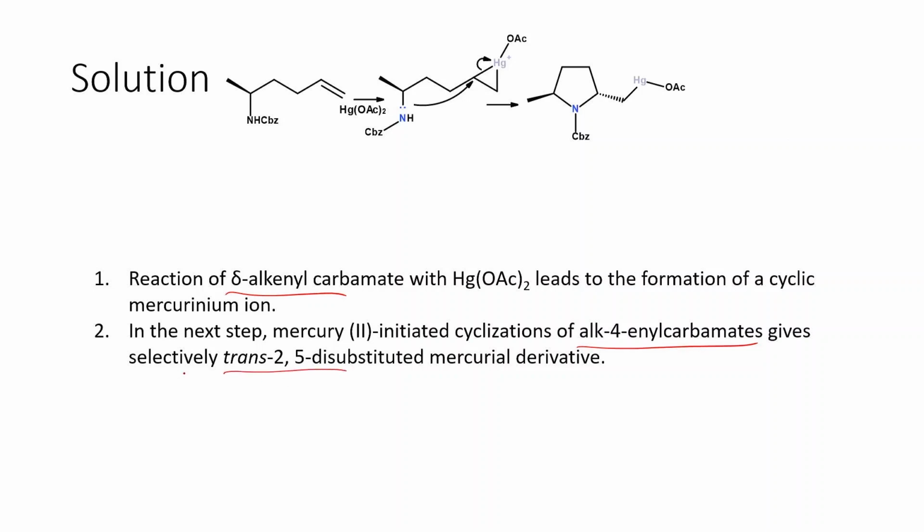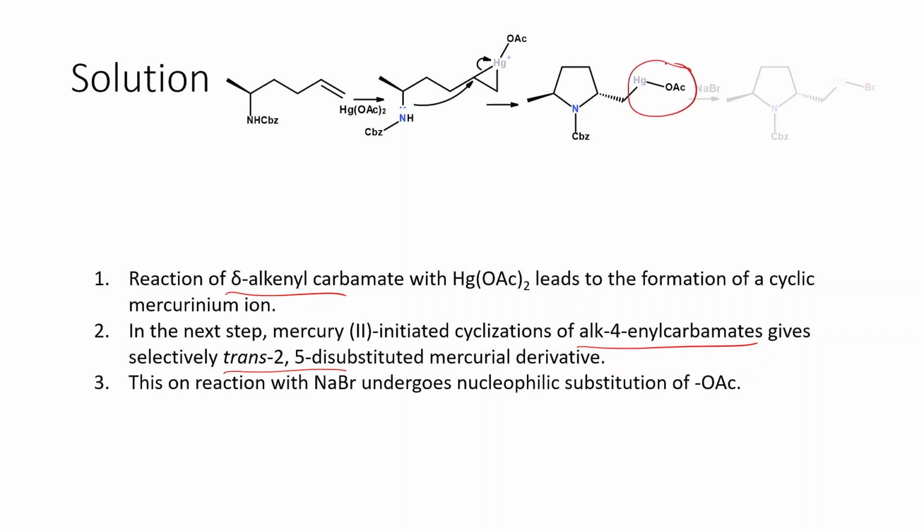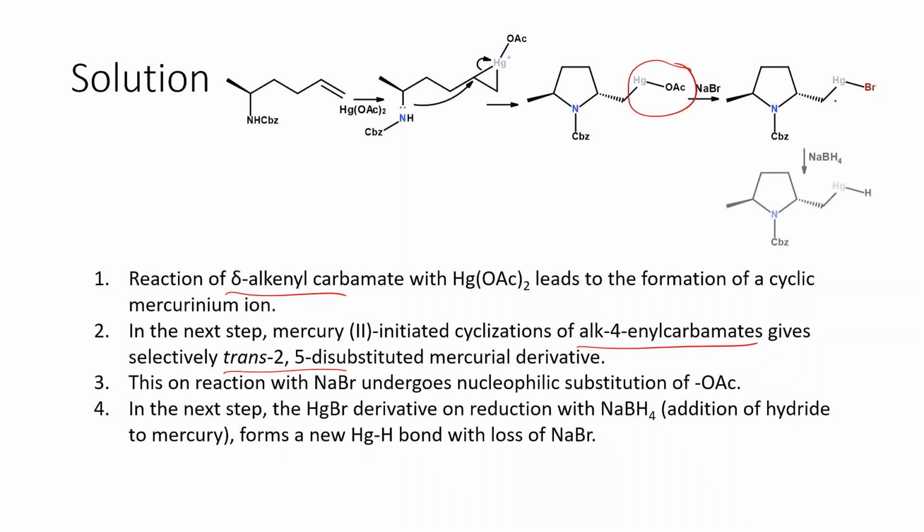Here the most important thing is the trans geometry in this particular case. So we end up with the trans 2,5 disubstituted mercuryl derivative. Here we have the mercury which is still attached to the intermediate, and on treatment with sodium bromide, the acetate, that means simply the nucleophilic substitution of the acetate unit takes place with the bromide ion. So the mercury bromo derivative will be there, and on reduction with sodium borohydride the bromine is replaced by the hydrogen atom, converting to the hydride. So that is how the reduction actually takes place.